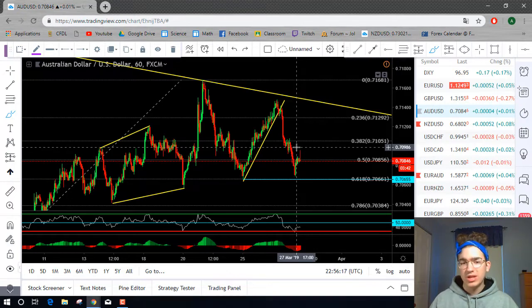Overall, that was not a really complex trade. It was just a matter of understanding the pattern, understanding how it works, and also when to get out of the trade. That is also a very key element to our trading. So that was the trade breakdown on AUDUSD.